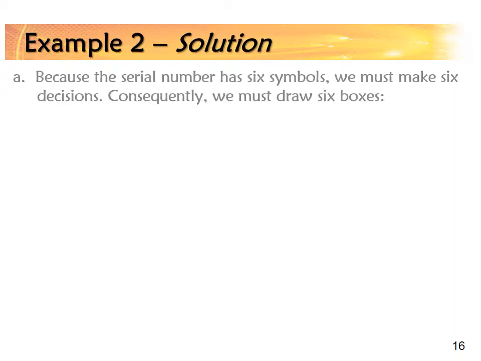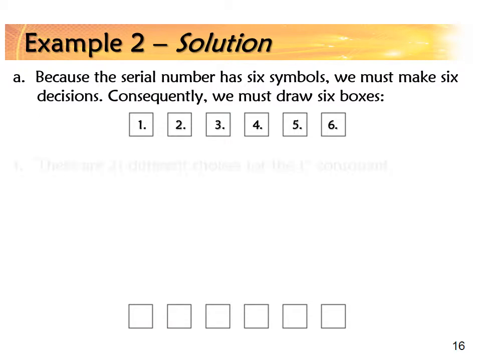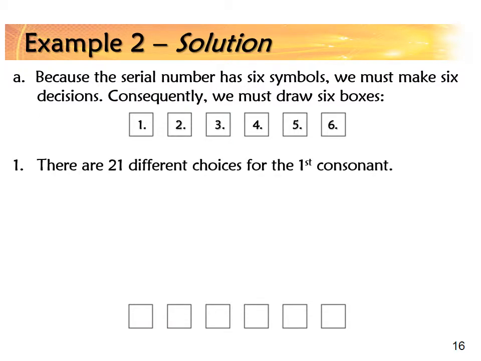So how will we figure this out? Serial number has 6 symbols. We make 6 boxes. And now we're going to deal with each one of these separately, and when we're finished with that, we'll multiply them together. So there are 21 different choices for the first letter, the first consonant. Remember, there are 5 vowels, A, E, I, O, U, so when we subtract those out, we're left with 21 consonants.